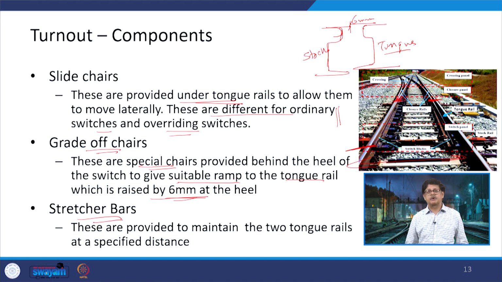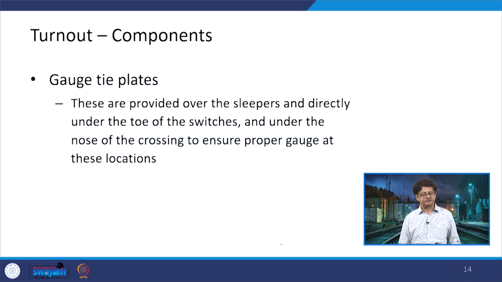Stretcher bars, these are provided to maintain the two tongue rails at a specified distance. So, we have the bars being provided here. With the help of the bars they will remain at a specified distance, otherwise there may be a movement, because if it is being hit or there are vibrations and it moves a little this way or the other direction, then it may cause a derailment also.